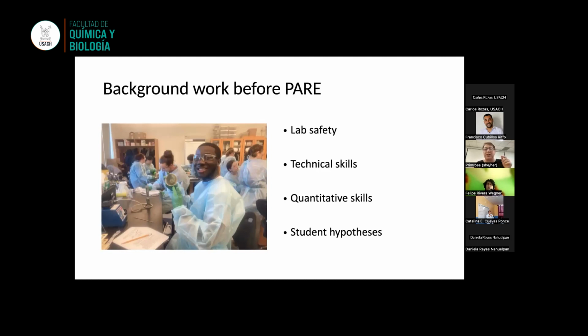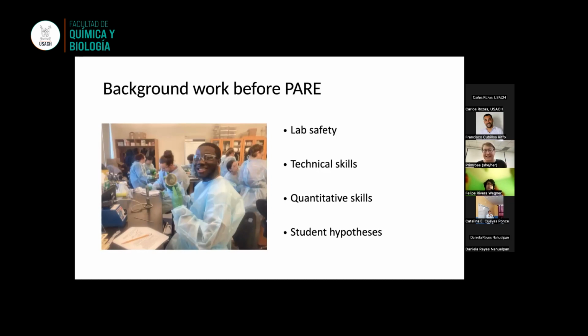So you need to learn these skills first. And this is a way I got these students working on these important skills for any microbiologist. They had to learn lab safety, they had to learn technical skills. There's a lot of math in this problem, so they had to learn the math. And then again, they posed their own hypothesis about the data.